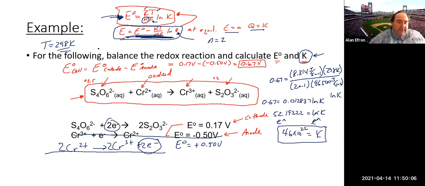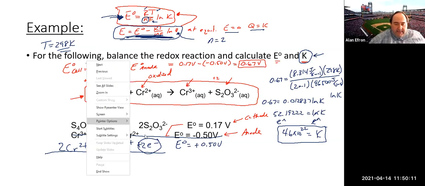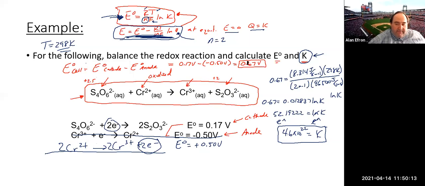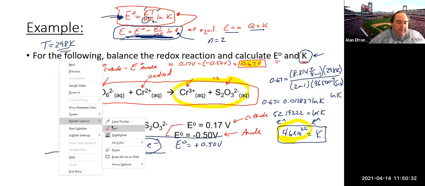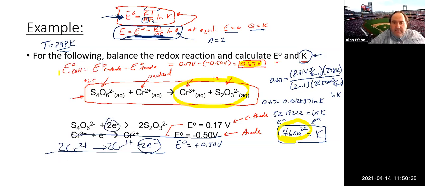So a couple of things do make sense, right? We see some results that we might expect. We have a positive cell voltage. That should give us a negative delta G, which means the reaction should be spontaneous, heading towards the product side. Heading towards the product side means we should have a larger value for K, and we do. So all those things agree with each other. Any questions on this calculation, E of the cell, delta G, K, all those things?